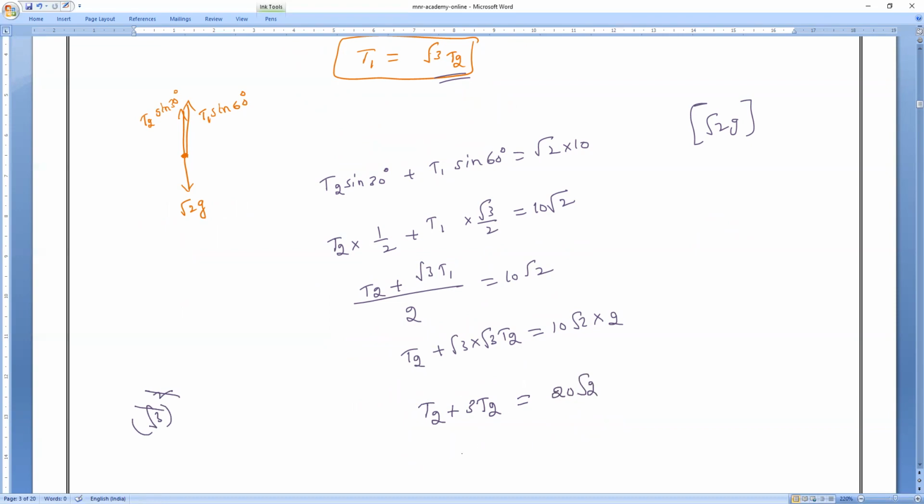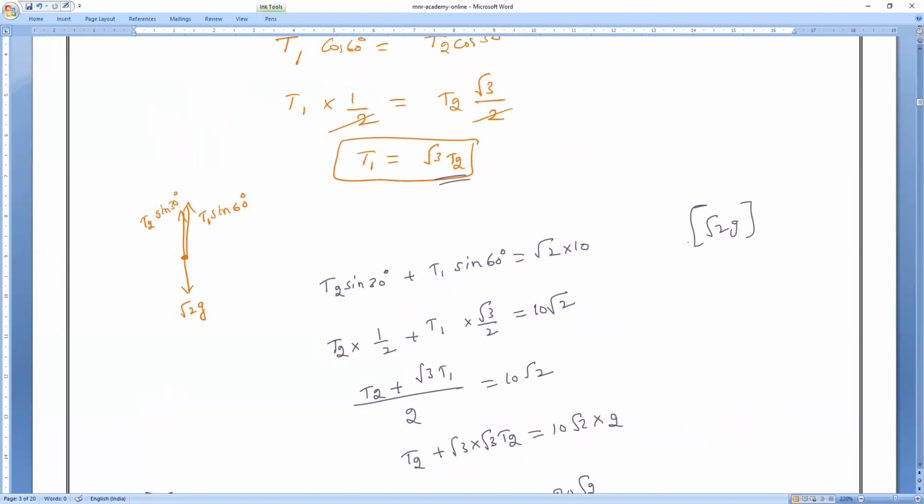So T2 plus 3 T2, how much is it? 4 T2 equals 20 root 2. So T2 equals 5 root 2. So how much is the answer? 5 root 2 newtons. That is what T2 is. Any problem?